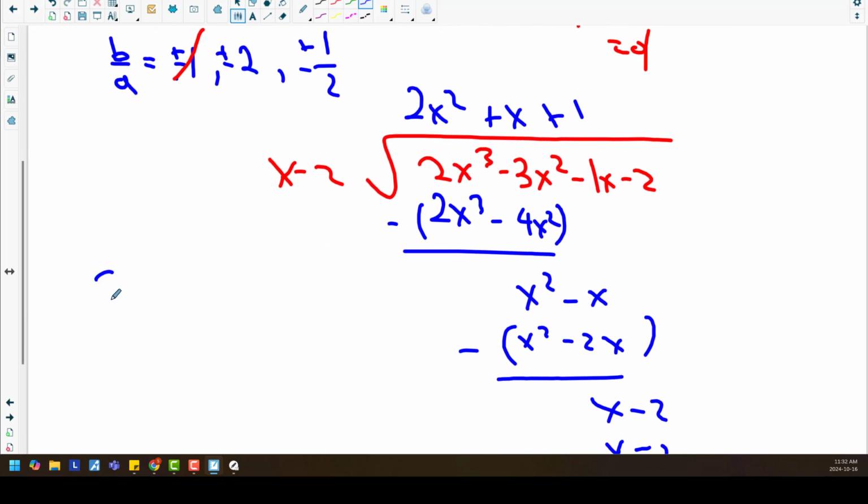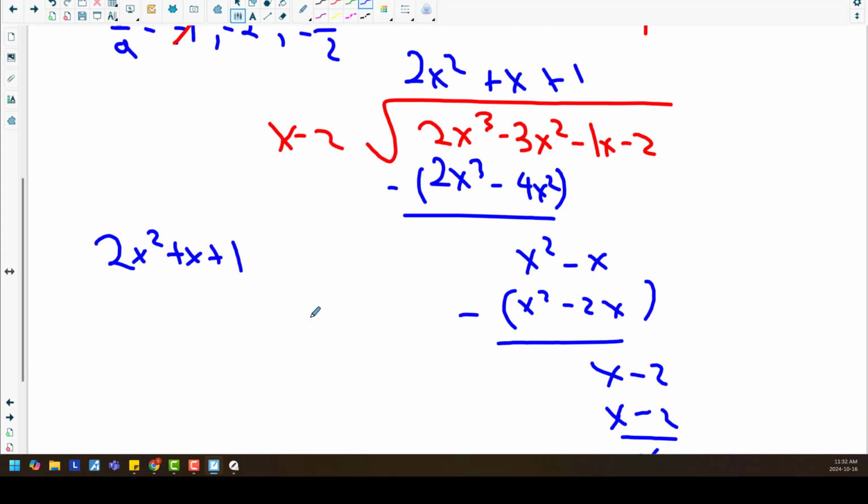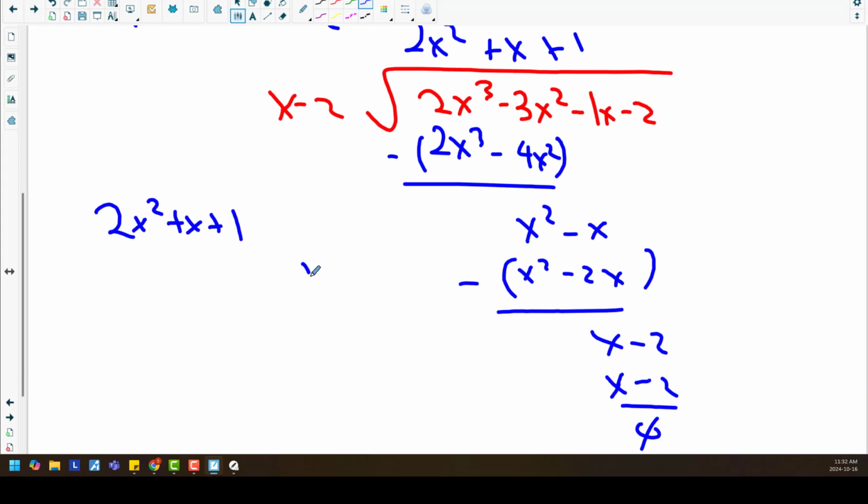So let's factor 2x squared plus x plus 1. So two numbers that add up to the middle term, which is 1, and two numbers that are a product of a and c, so 2. And here we have 2 and 1 are the only possibilities. So 2 and 1.